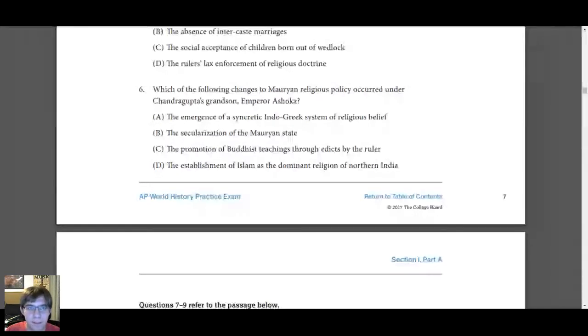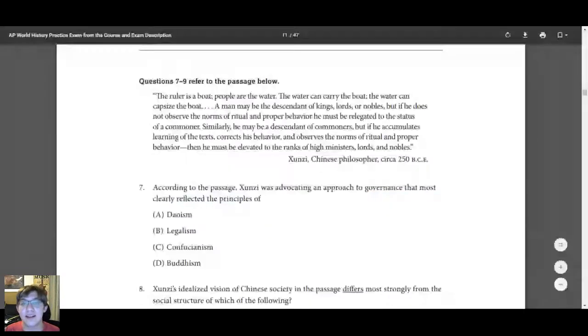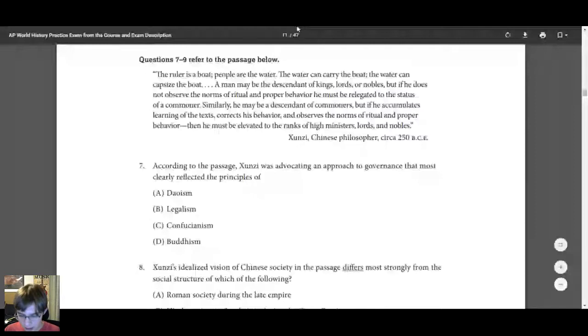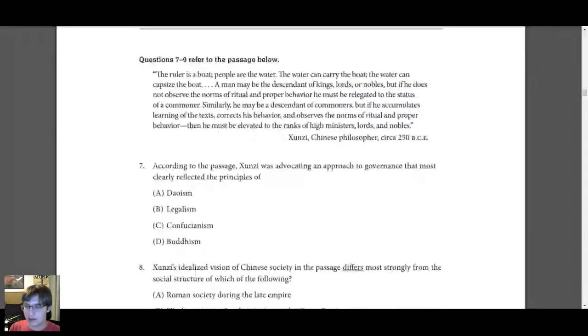So let's see. There we go. Look at that. Another passage. Period 2. So here's what we're going to do. I am going to let you guys read this one. Just drop in the chat when you guys are done reading it. This is page 8, questions 7 through 9. I'll give you, I'll say 45 seconds to read that, and then if you need more time, go for it.